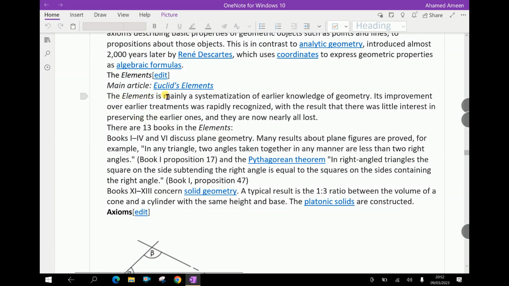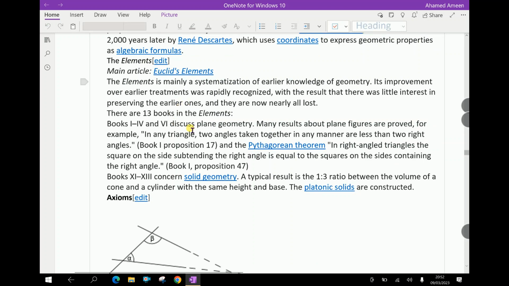Main article: Euclid's Elements. The Elements is mainly a systemization of earlier knowledge of geometry. Its improvement over earlier treatments was rapidly recognized, with the result that there was little interest in preserving the earlier ones, and they are now nearly all lost.